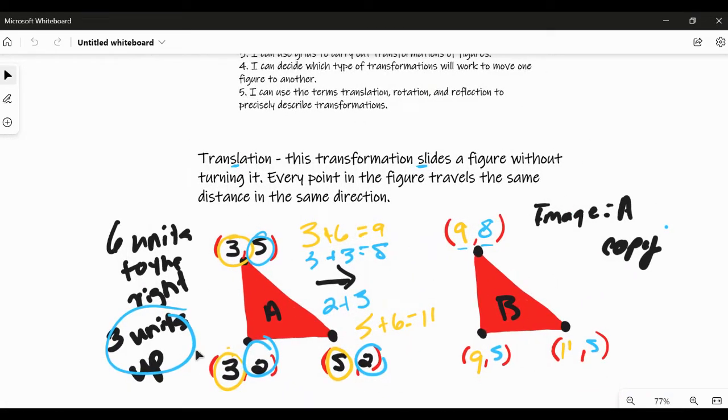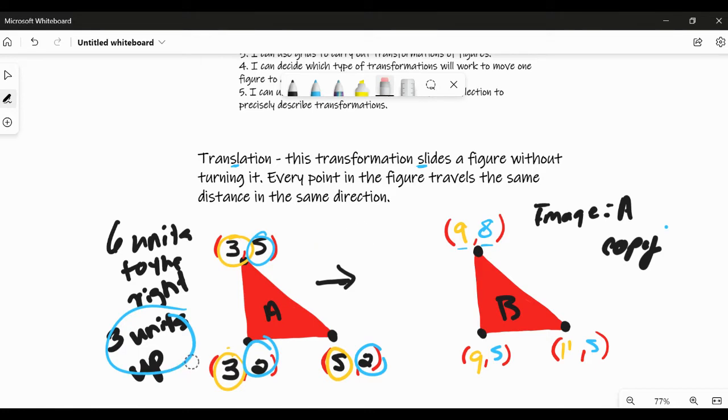All right. So we are going to create an image of figure A with figure B. An image is just a fancy name for a copy. All right. So let me see. I'll just erase this and go back through it. All right. So in this translation, we want to slide or translate this figure into a new image.